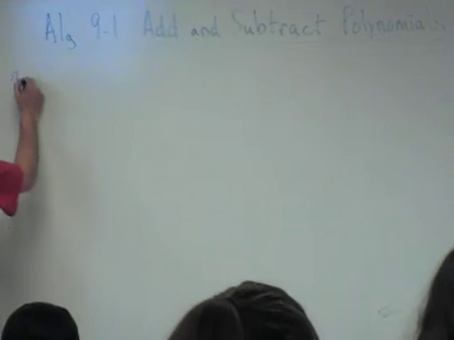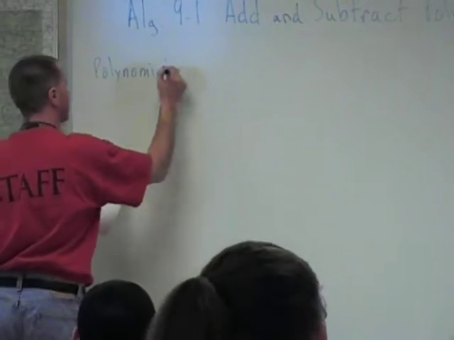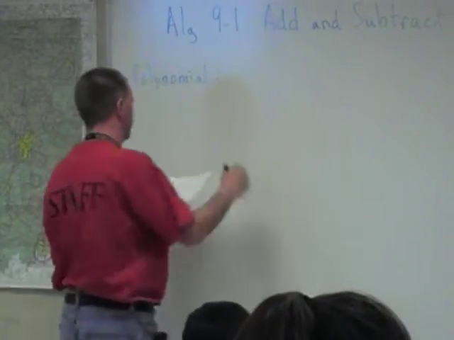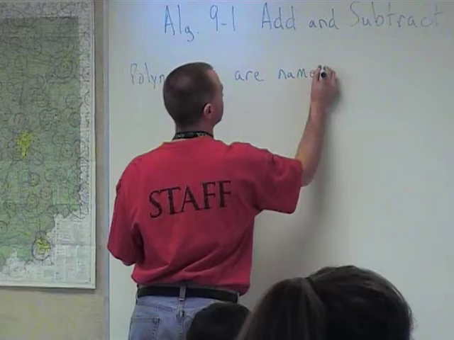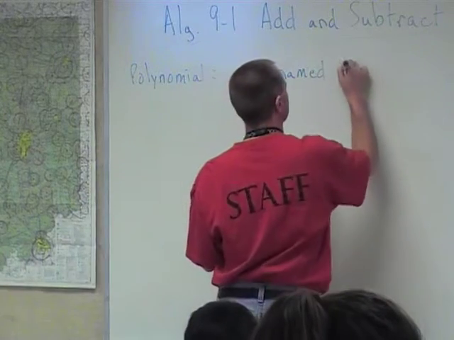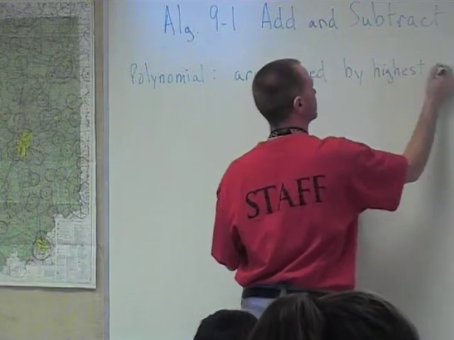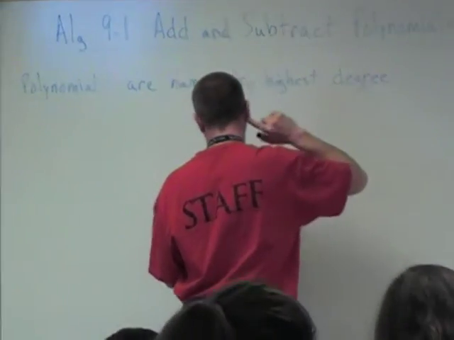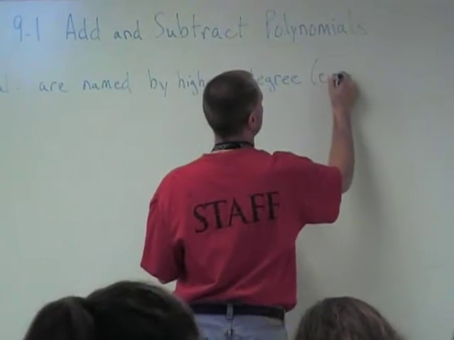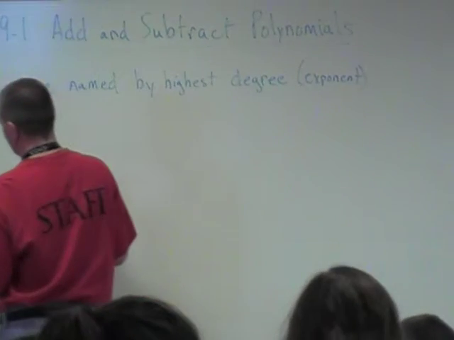All right, so polynomial. That sounds like a strange word. So let's define it. Polynomials are named by highest degree, which is your exponent, by the way, in case you didn't know, and amount of terms.